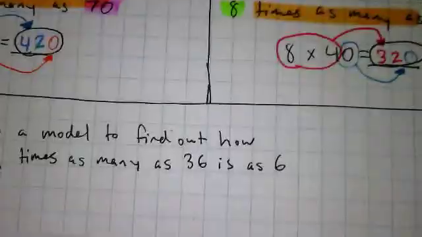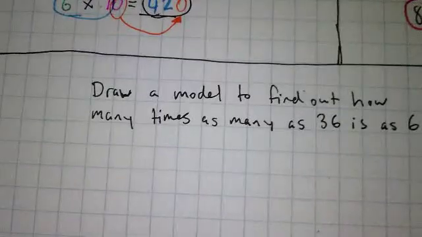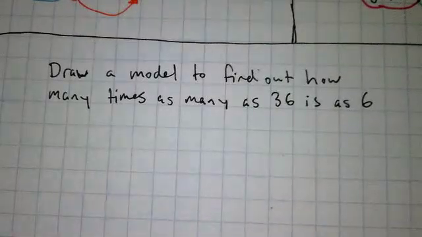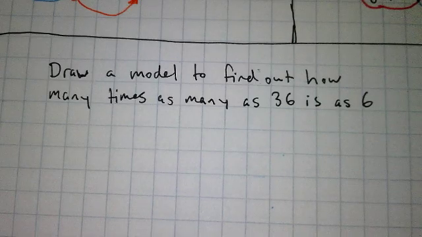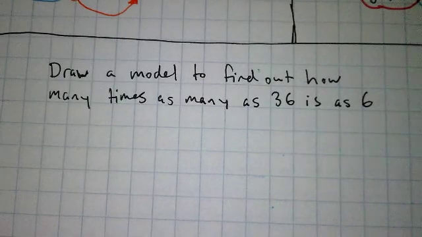Okay. Once again, the sentence sounds a little funky. Hang on, let me recast it for you so it's not blurry. It says, draw a model to find out how many times as many as 36 is as 6. You mean 45 is 9? Nope. I did 36 and 6. Yeah, you thought I was going to give you a free answer on that one, huh?